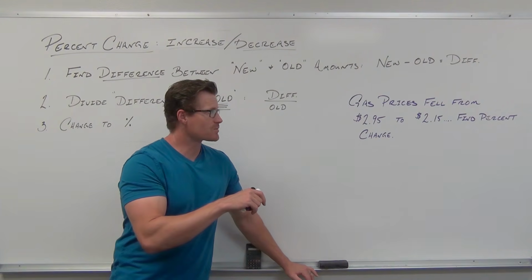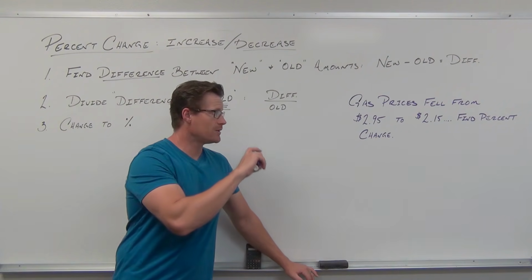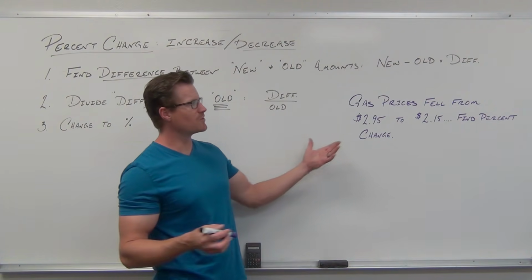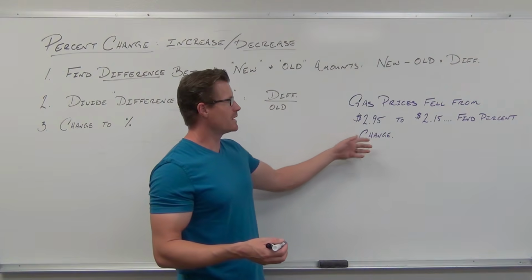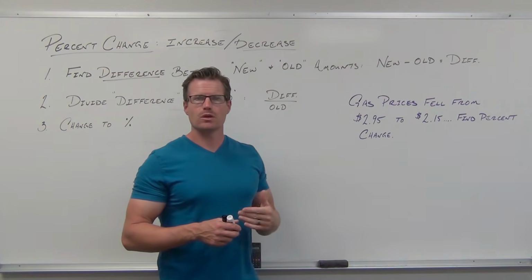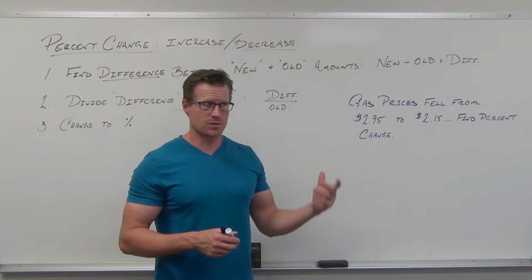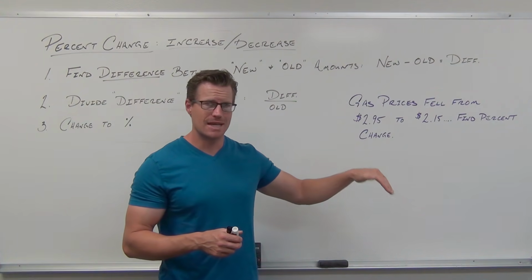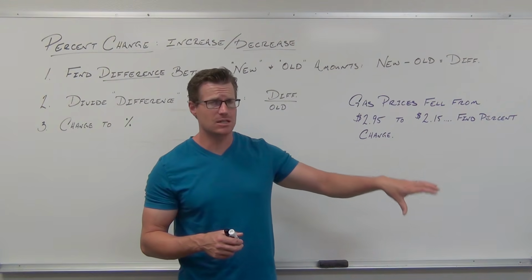So let's say that gas prices fell, wouldn't that be nice, from $2.95 to $2.15. Find percent change. So right off the bat, it is a word problem. We can read it, and if things fell, we're going to be looking for a negative difference. So it's telling you that you're falling. You're going to have a negative difference here. You're going to have a negative percent. That's going to tell us percent decrease.